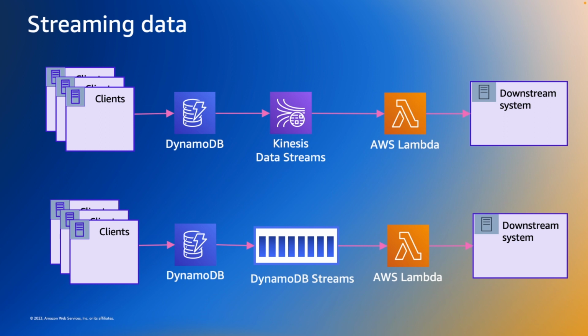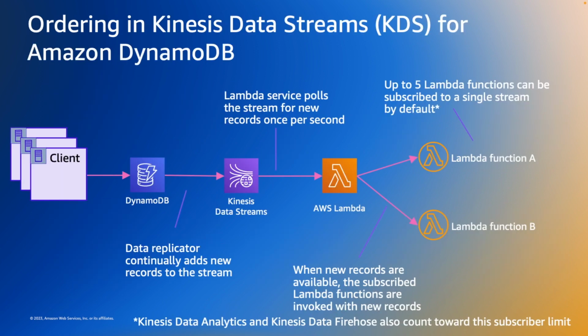Now, at this point, you may be wondering, how do we pick between the two? There are many good reasons why customers would use Kinesis Data Streams, and primarily is the entire ecosystem built around Kinesis Data Streams. You can connect a Kinesis Stream to Kinesis Data Analytics for streaming queries such as aggregations, or to Kinesis Data Firehose for replication into Amazon OpenSearch. That's just the tip of the iceberg.